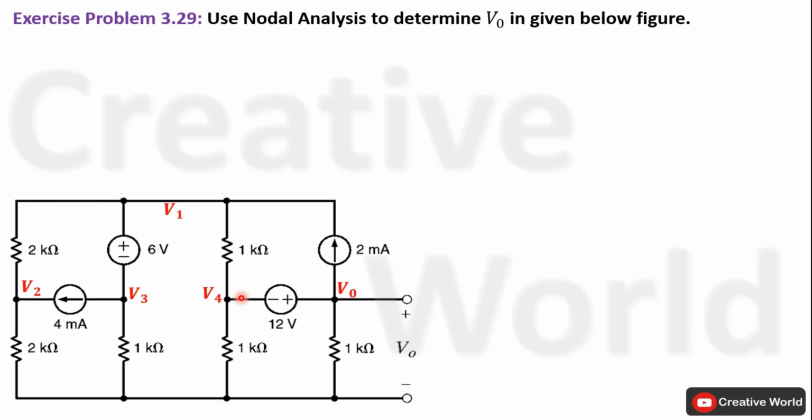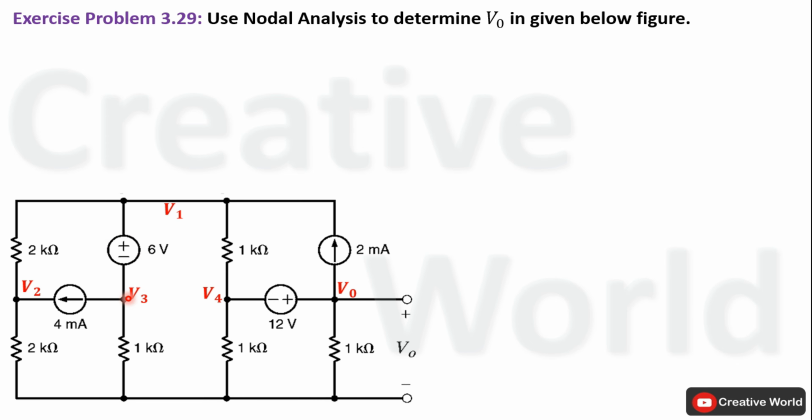I have made a separate video in which I have explained how to identify and how to form a supernode in the network. The link to that video is given in the description below. I strongly recommend you watch that video before solving this problem. As we know, in order to form a supernode, we have to merge the voltage source into its adjacent node voltage. So we have to merge this voltage source into this node or this node.